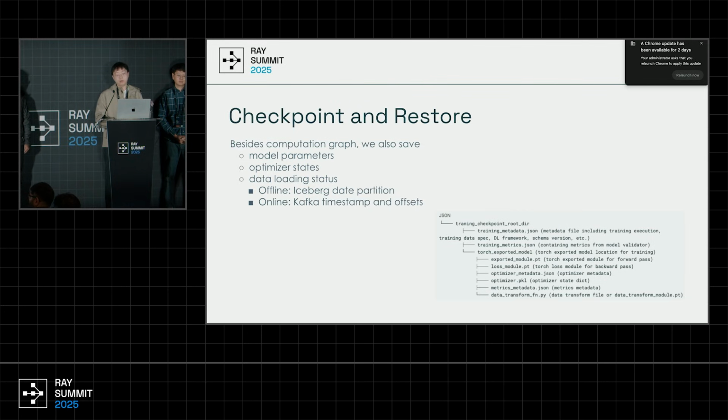Specifically, for offline incremental training, we store the date partition managed by an Iceberg table. For online training, we keep the Kafka offsets and internal timestamps. All of the artifacts are packaged into a folder and stored in HDFS for record keeping.